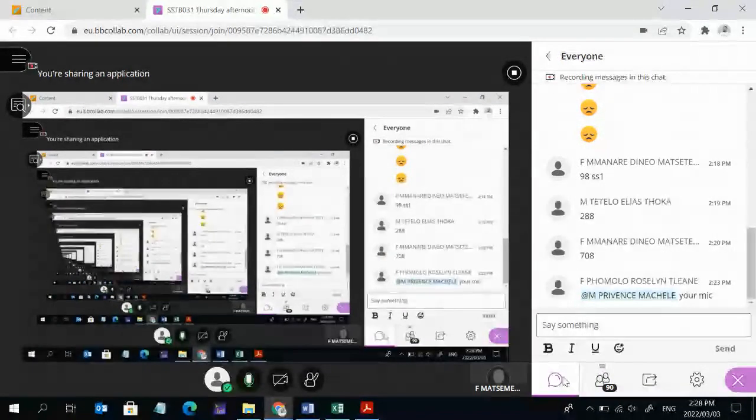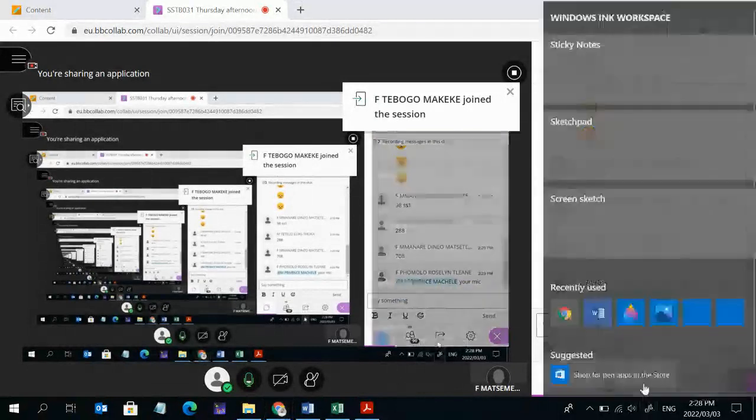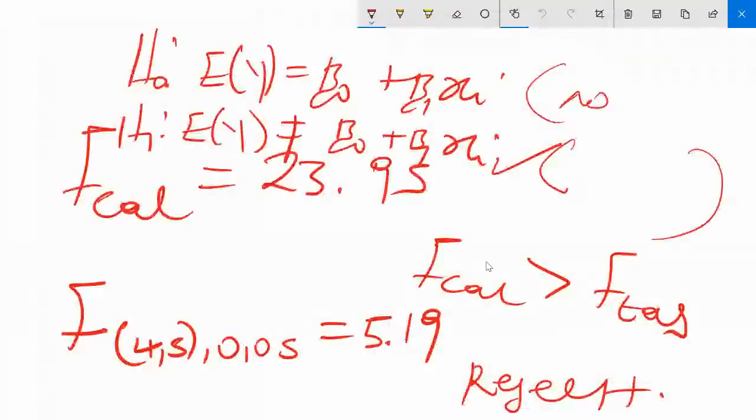Sir, may you please repeat the conclusion? We reject because the calculated is greater than tabulated, and conclude that the expected value of y is not equal to that, which means there is a lack of fit. Because if the expected value of y is not equal to that part, something is not right. There is a lack of fit, of course, at 5% level of significance.